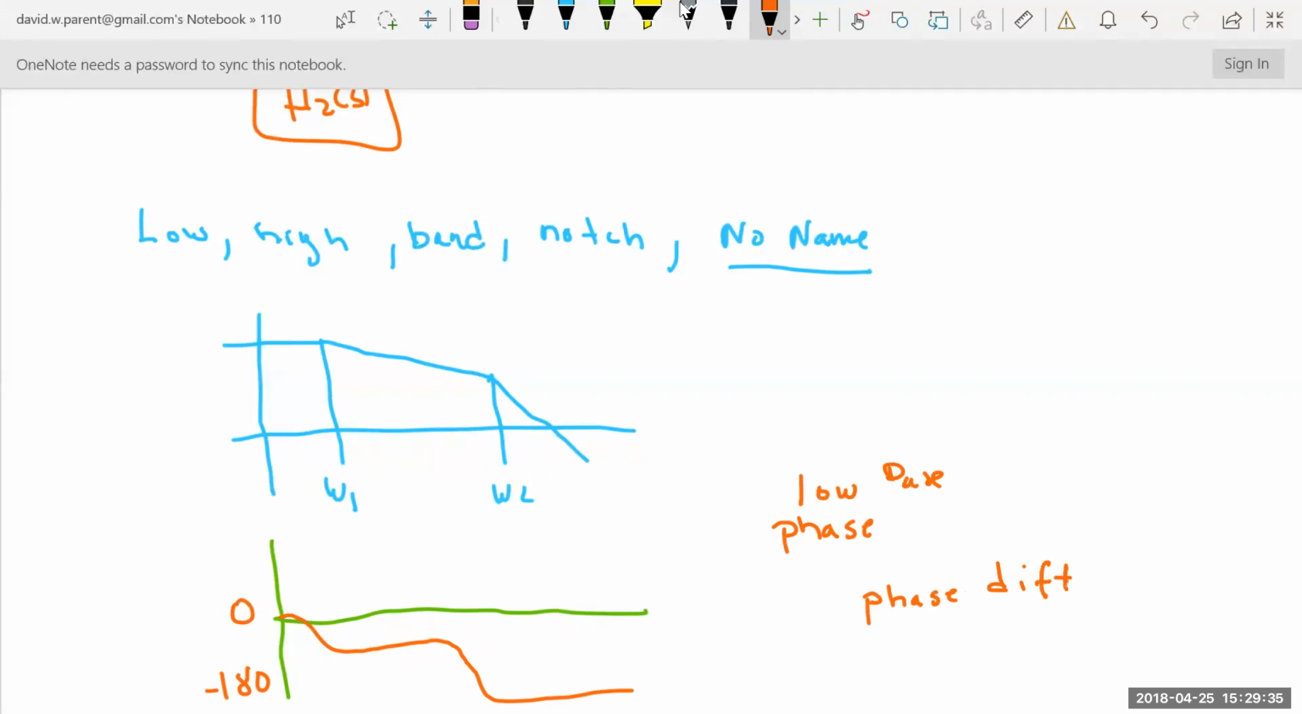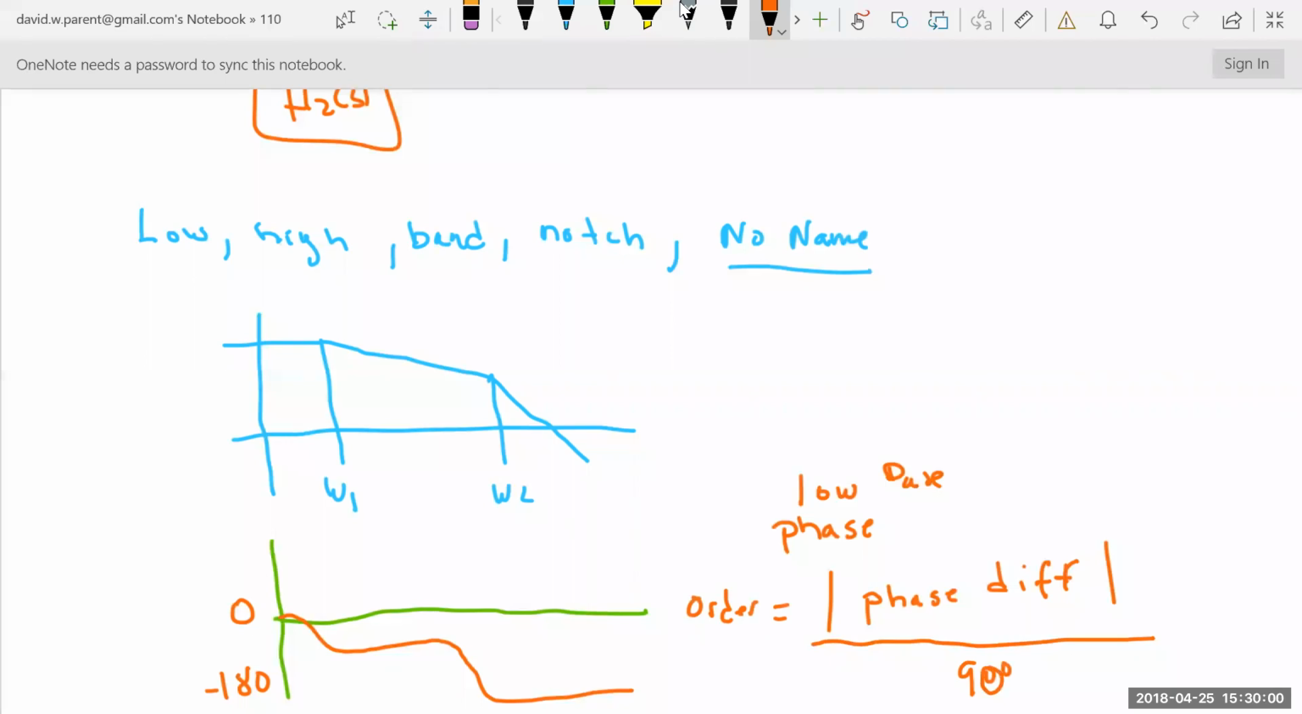Take the phase difference, right? Divide by 90 degrees. That gives you the order, right? So if I go from 0 to minus 180, divide by 90, that's second order. If I go from 0 to minus 90, divide by 90, right, that's 1.